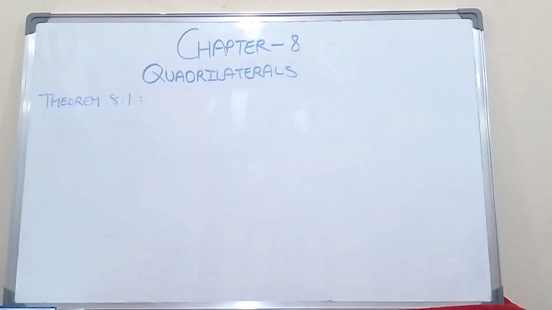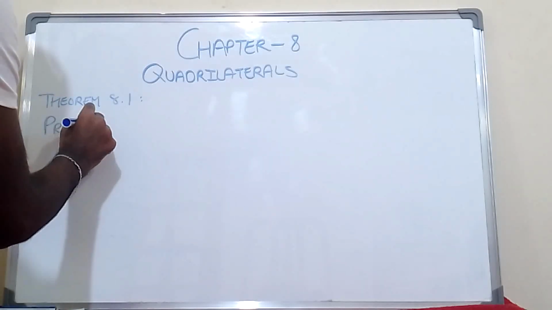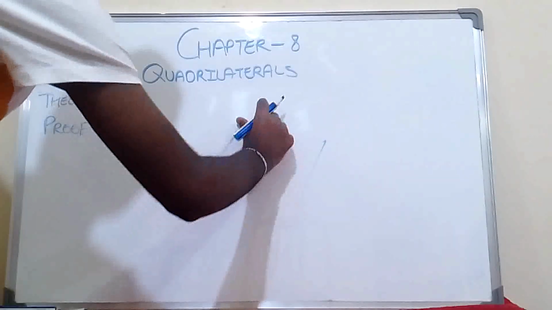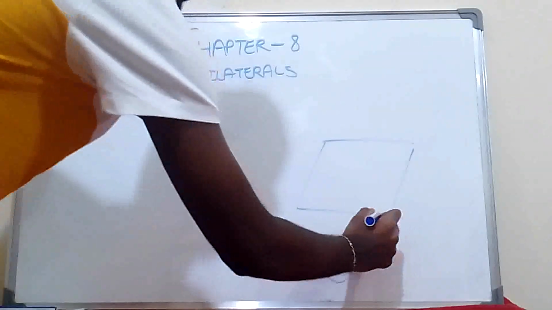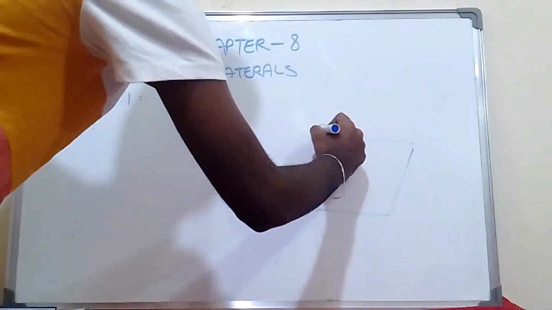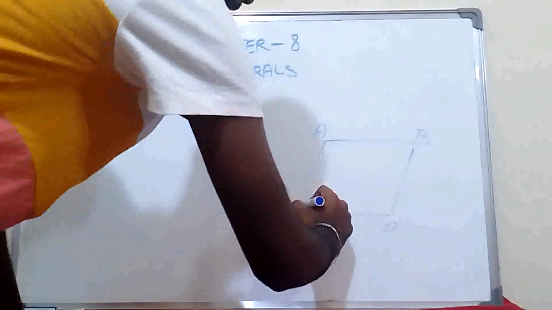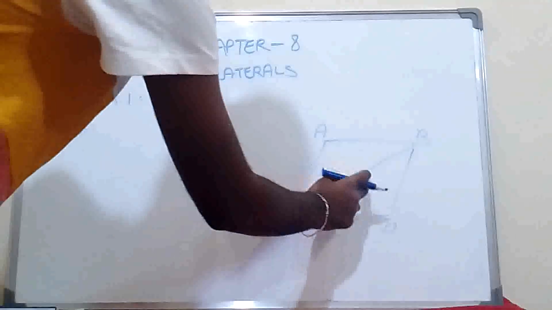Theorem 8.1 states that the diagonal of a parallelogram divides it into two congruent triangles. So let's see that. For that, let's first prove it. Okay, so proof. We have a parallelogram. Let's name it A, B, C, D, and there's a diagonal. Now we have to prove that these two are congruent triangles.